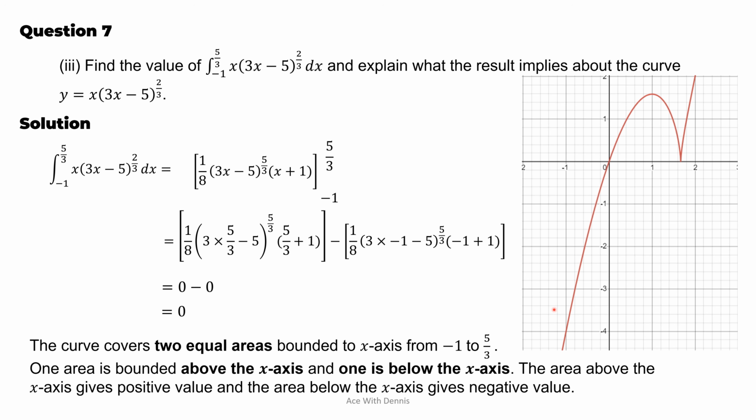Alright, so if we plot it, I actually use the computer to help me plot this graph, and you can notice that it looks like this from -1 to 5 over 3. So -1 is this area, okay, and 0 to 5 over 3 is this area. So A1 and A2 have the same value. Alright, but A1 is a negative value, A2 is a positive value. So when we add these two values together, we get 0 here. So remember that integration means the area under the graph.